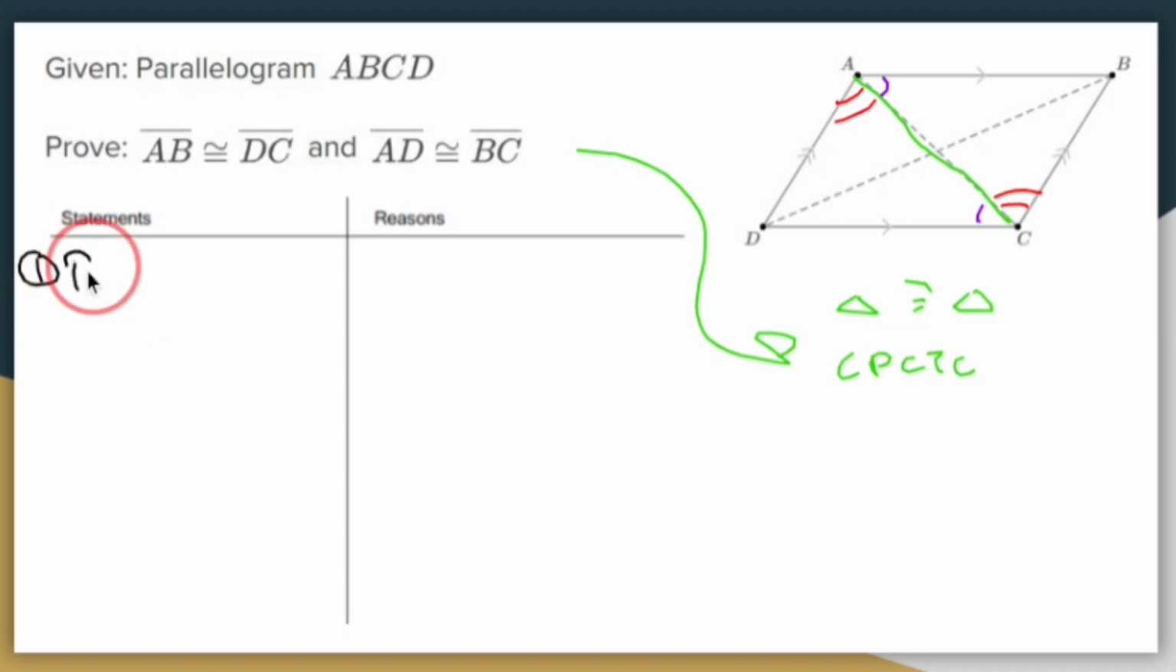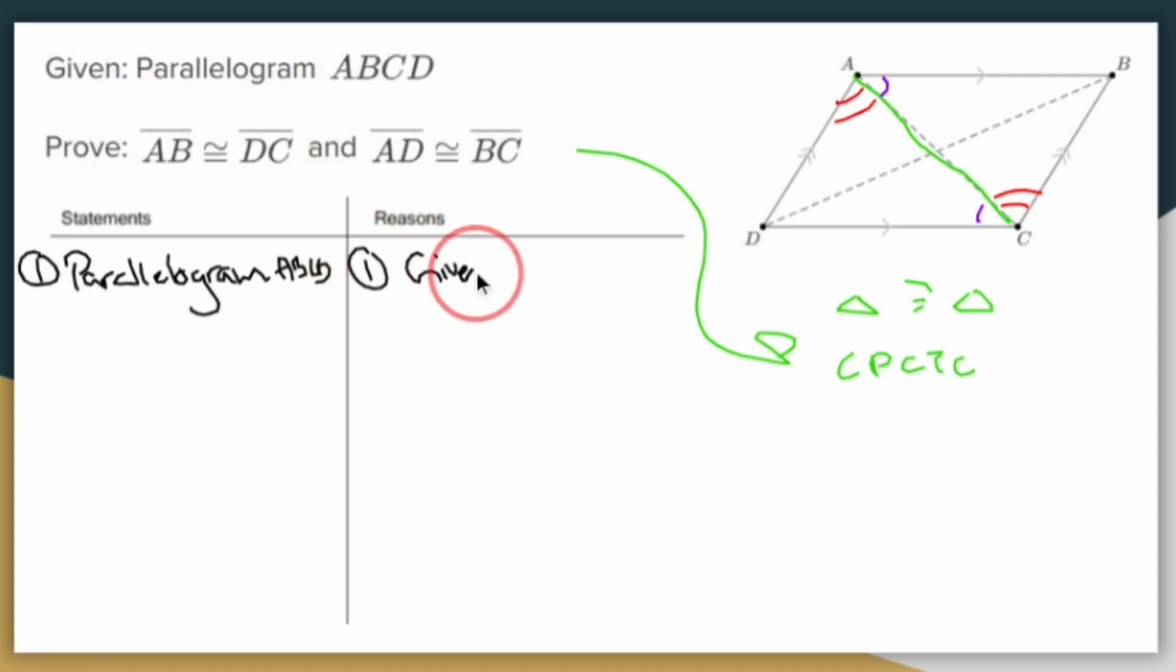Okay, we are given a parallelogram ABCD, and that's our given. Now, this might be an unnecessary step, but there's no harm in doing it. Since it is a parallelogram, we will say that AB is parallel to DC. AB is parallel to DC.